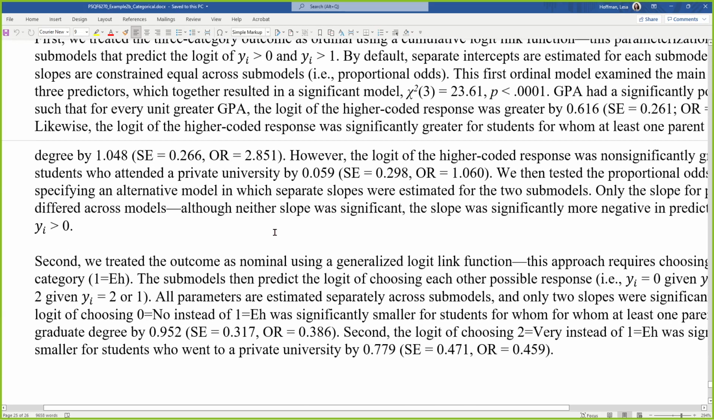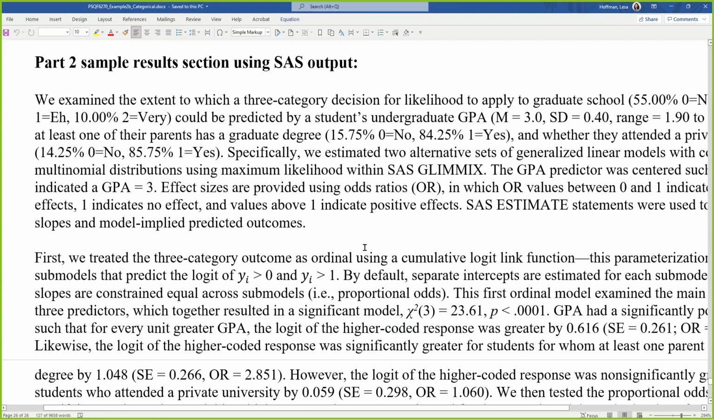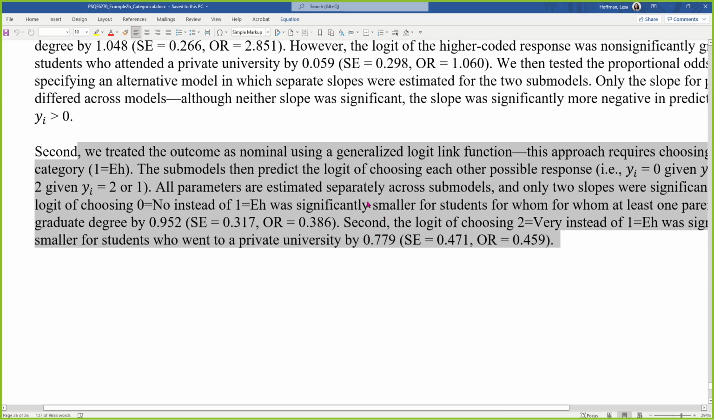So the last paragraph then describes the results that we just went over. And we're finished. Finally.